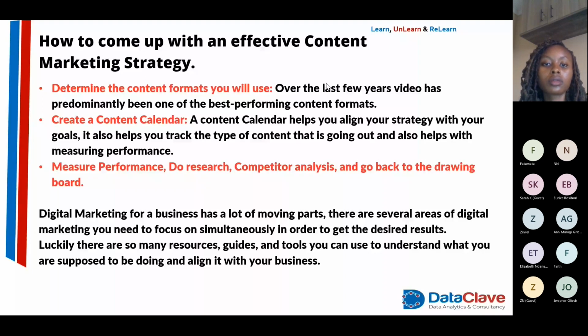Then also when you measure performance, do research and competitor analysis, you go back to the drawing board again and realign your strategy or start it afresh. So this is basically, I'd say, the 7 steps you need to come up with an effective content marketing strategy.